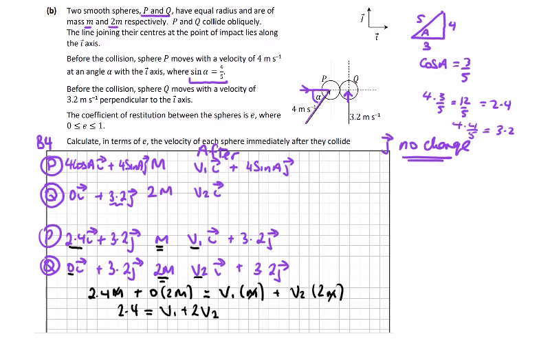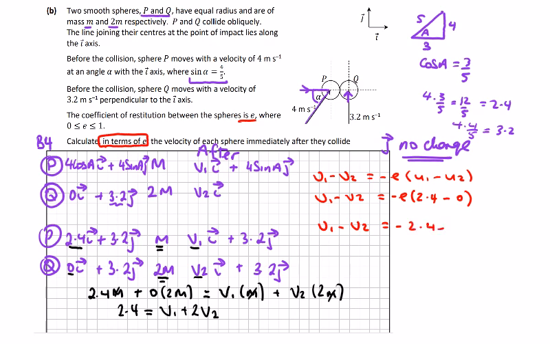So for Newton's experimental law, I should probably write out the first formula. v1 minus v2 is equal to minus e times u1 minus u2. We're just told e is always between 0 and 1, and we're asked to find in terms of e. Might be good to read the question first. The velocity of each sphere immediately after they collide, so minus e, and u1 was 2.4, and that minus u2 was 0. So we get v1 minus v2 is equal to minus 2.4e.